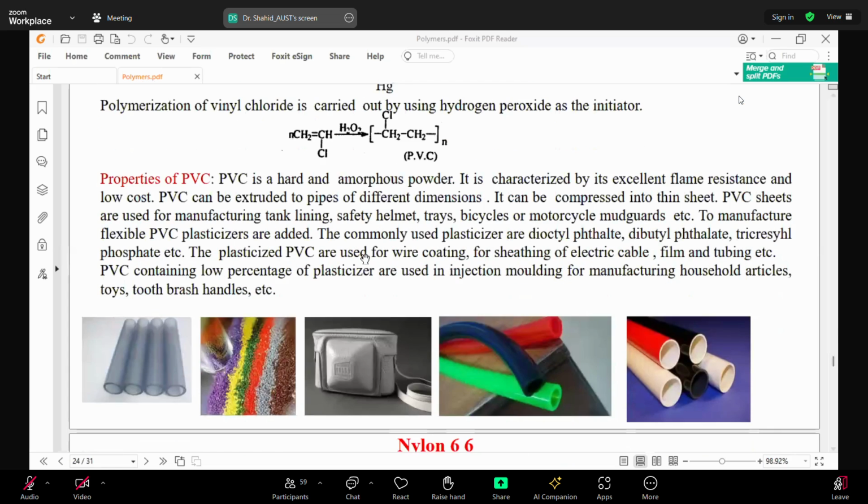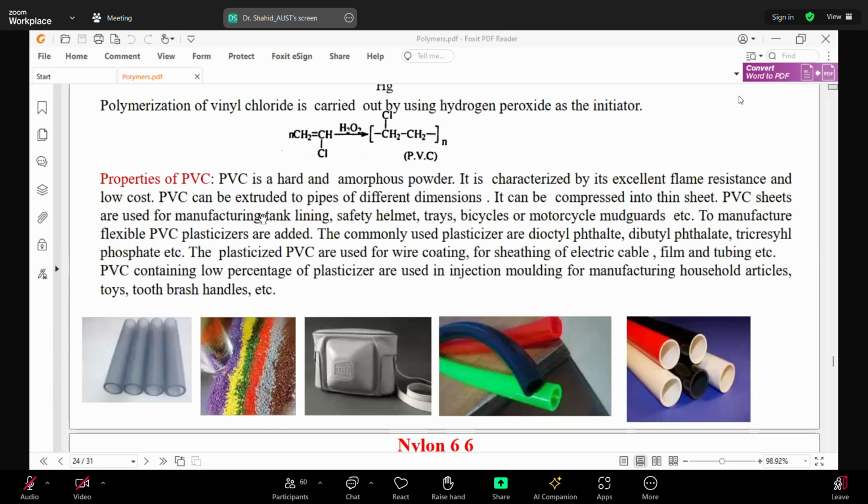Now, the properties of PVC. PVC is a hard and amorphous powder. It is characterized by its excellent flame resistance and low cost. It's a very good characteristic, excellent flame resistance, and low cost. PVC can be extruded to pipes of different dimensions. So we can prepare different types of pipe which have different dimensions by using polyvinyl chloride. It can be compressed into thin sheet. We can also prepare thin sheet.